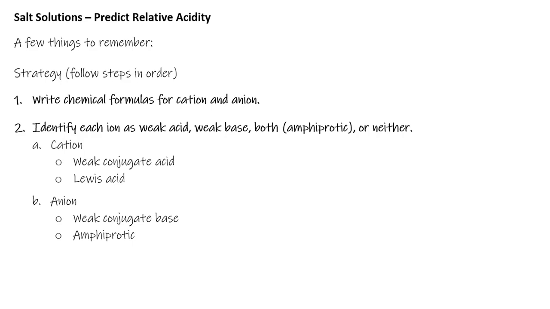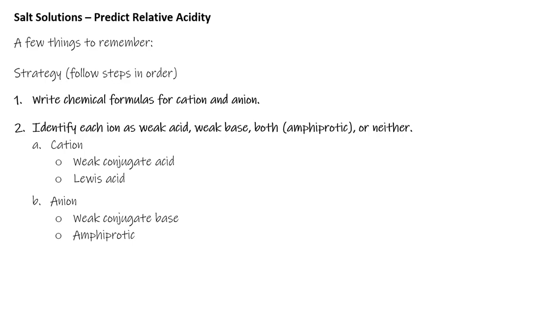Before we do any predicting, we need to know which ions we're dealing with. So write the chemical formulas with charges for the cation and the anion. My experience is that if you skip this step, it's more likely you won't be able to figure out the problem. Then do an initial assessment of the cation and the anion.